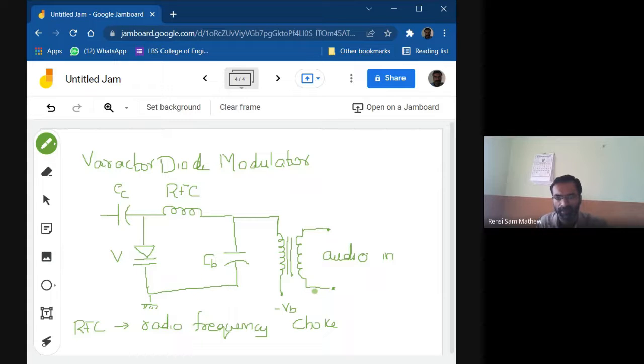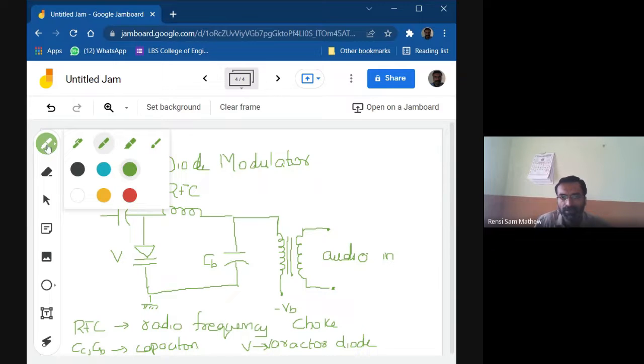So C is the capacitance. We have CC and CB, they are capacitors. And D is our varactor diode. So what happens is, depending upon the varactor diode bias, the capacitance value will change.